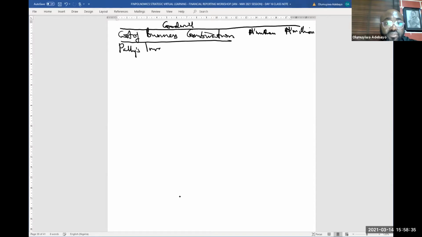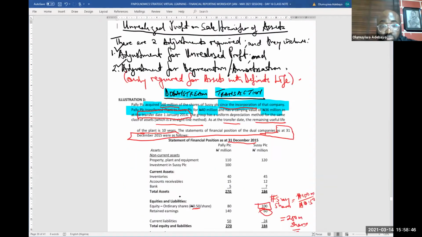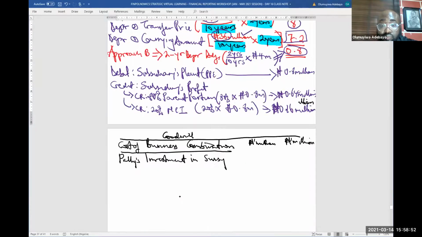Pali's investments. The what? In Suzy. How much was it? 100. NCI is measured at proportionate share. We'll come back to that.